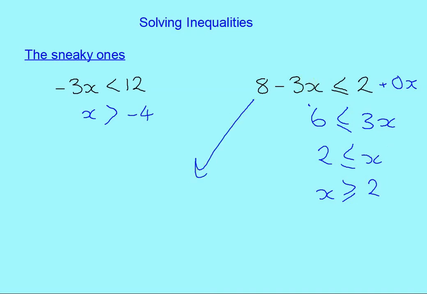If, however, you decided to go a different route and subtracted 8 from both sides, you'd end up with that. When you divide by the negative 3, you'd get the 2, because a minus divided by minus is a positive. Just remember, you need to change the sign when you divide by negative.